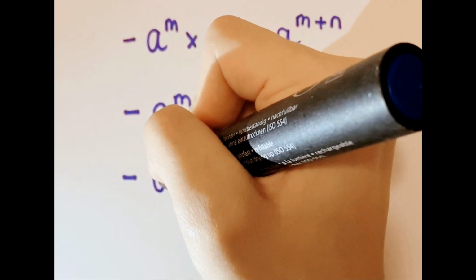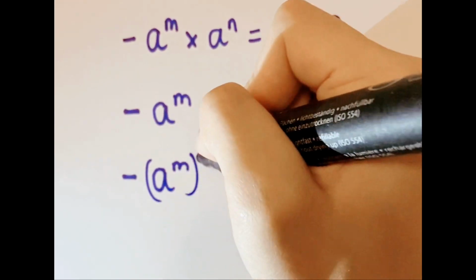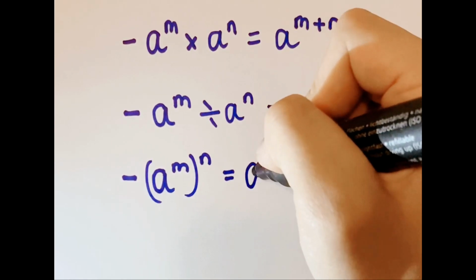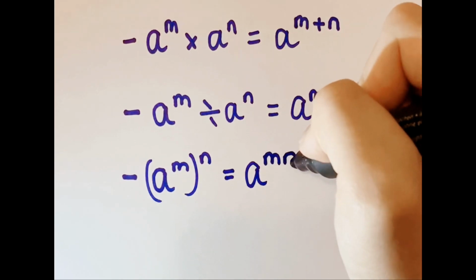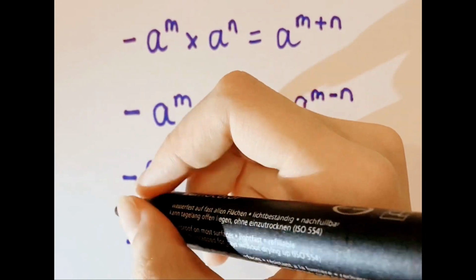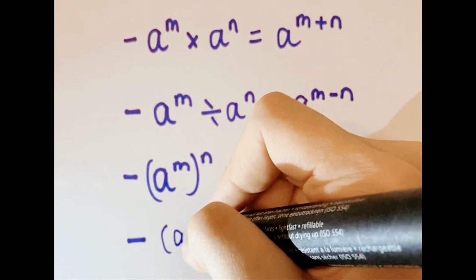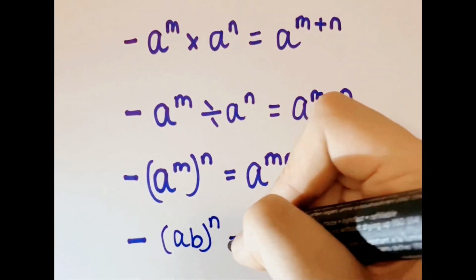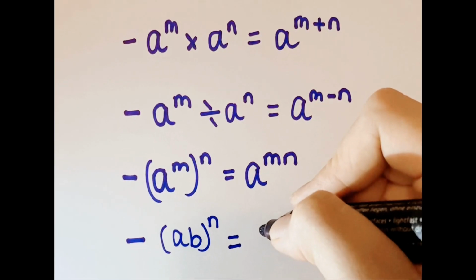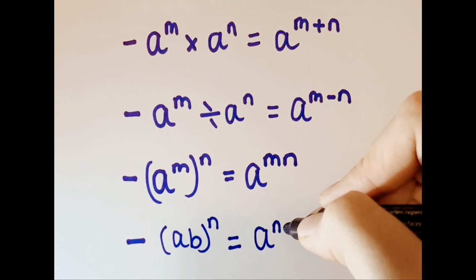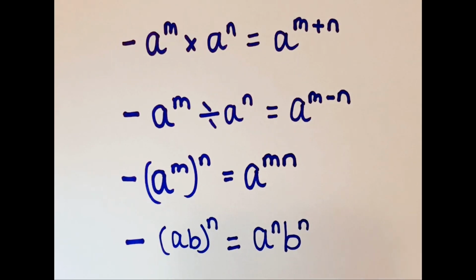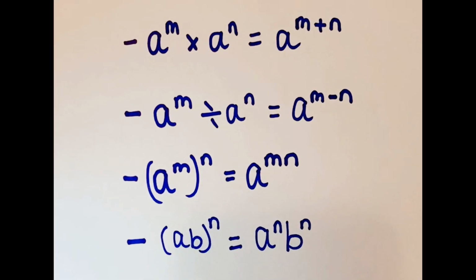And the third rule is a to the power of m, to the power of n. Remember, there's a bracket, so you need to multiply m by n. And the fourth rule is ab to the power of n, and you can factorize out the bracket by writing the power n on top of a and on top of b. Remember that these laws of indices only work if the base is equal.